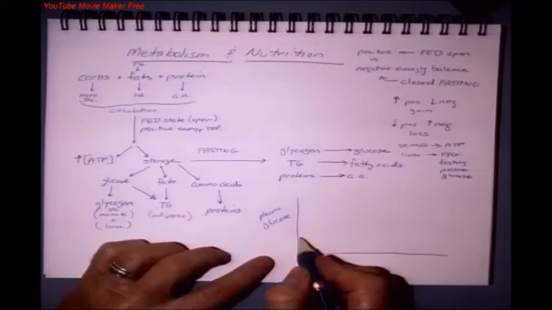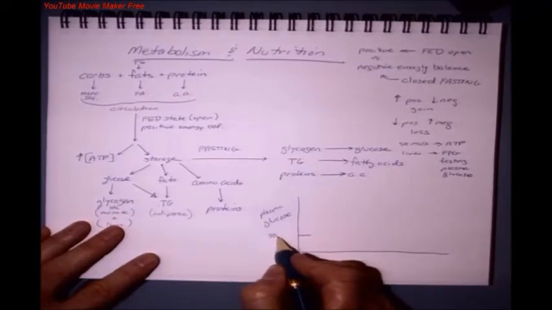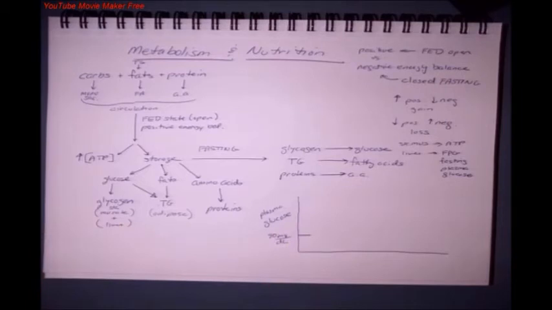So under normal conditions, normal homeostatic conditions, we have a glucose level of approximately 90 milligrams per deciliter. That's the fasting glucose level. And of course that varies typically between 70 and 100 depending on the individual.